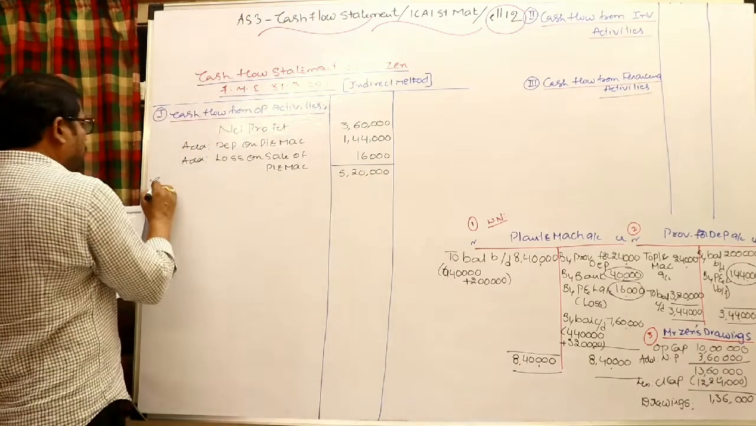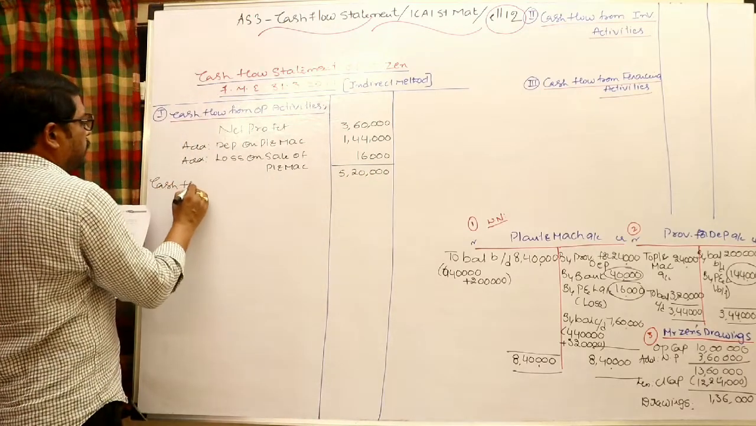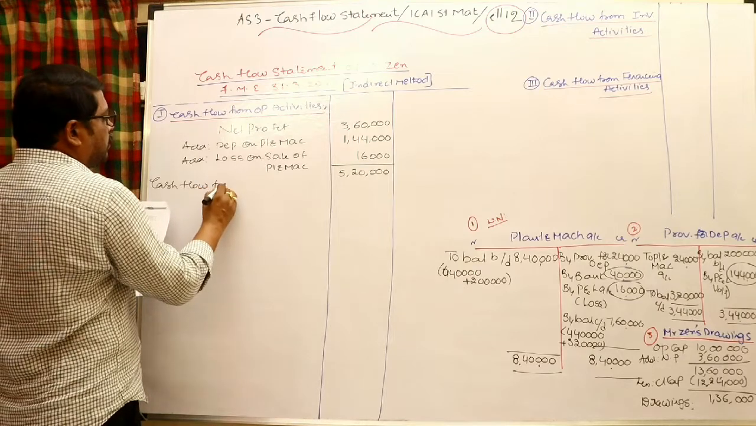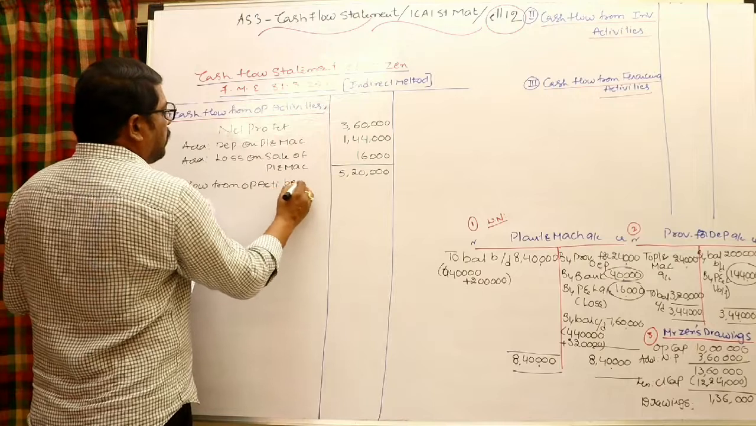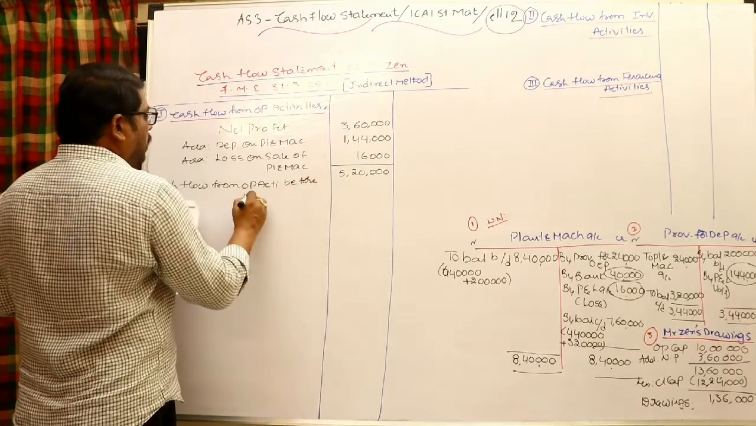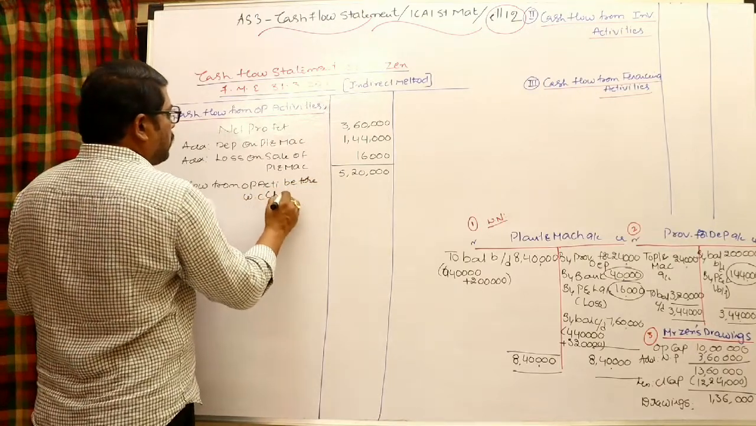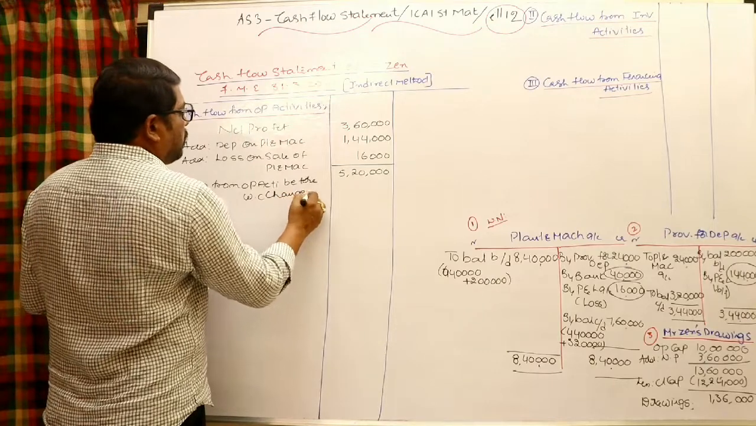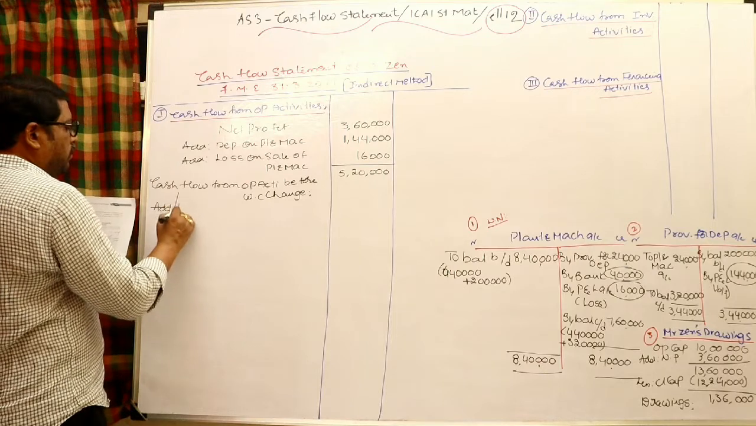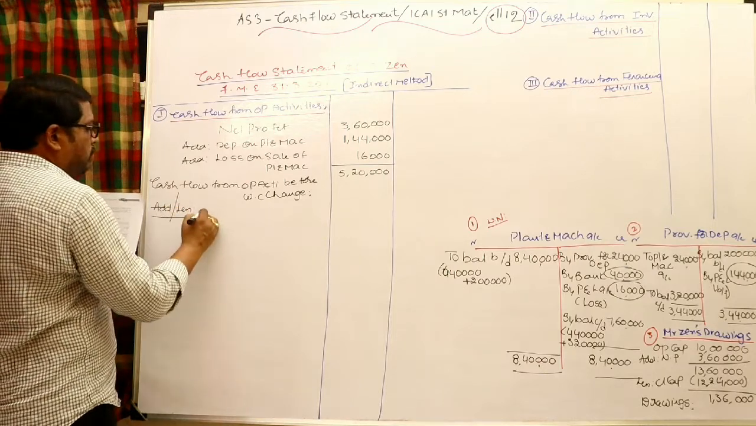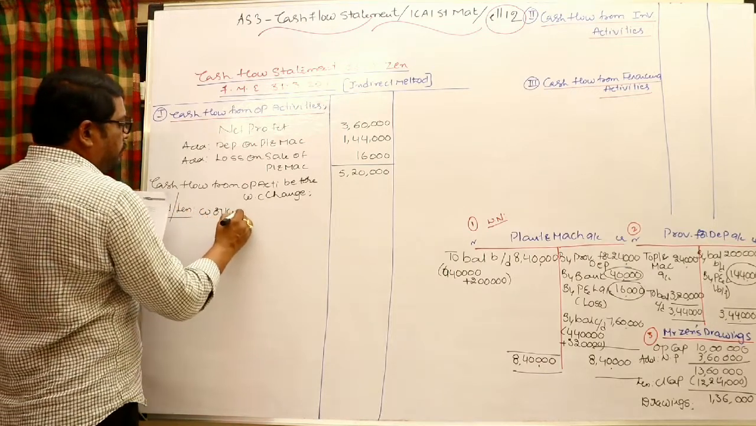We can call this cash flow from operating activities before working capital change. Next, go for add or less working capital change.